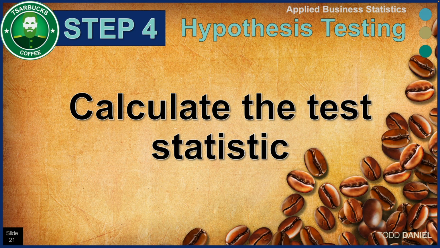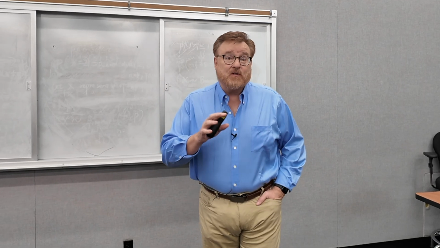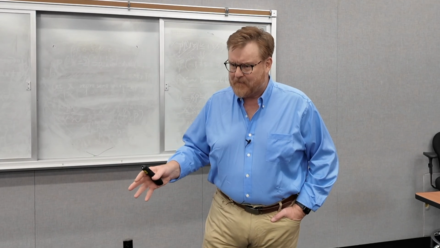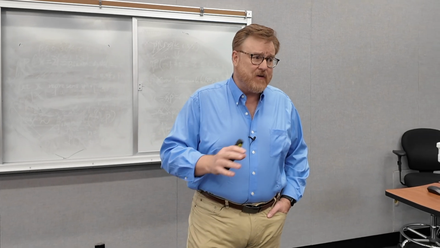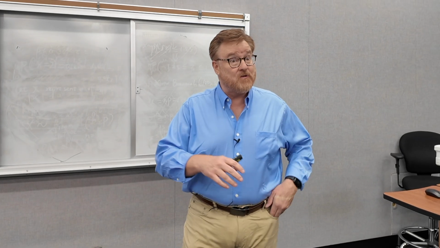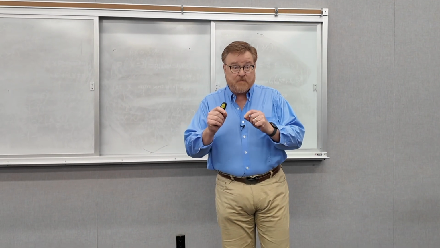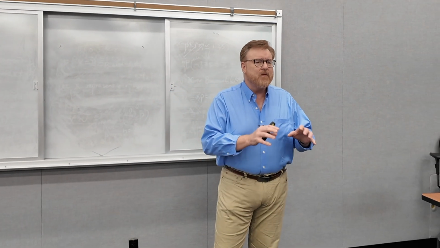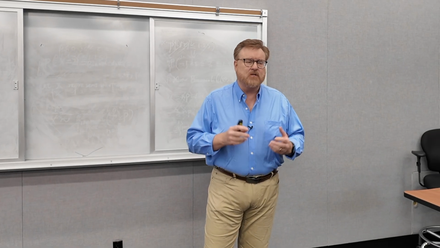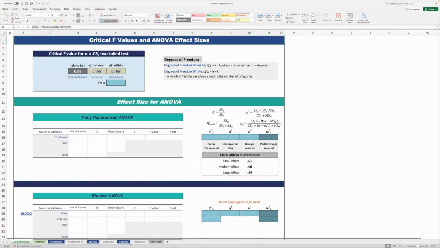Once we've done that, it's time to calculate the test statistic, and for this we're going to be turning to Excel. We're going to be using the analysis tool pack for this example. There are multiple ways of doing ANOVA in Excel, and there's also multiple statistical programs that we could use. So we're going to take one specific approach using Excel with that analysis tool pack. So let's take a look at how that's going to work.